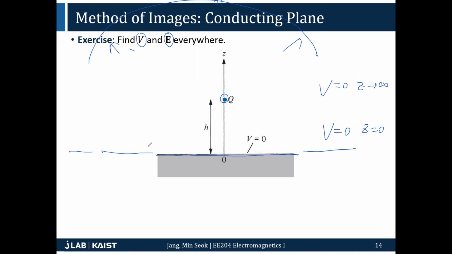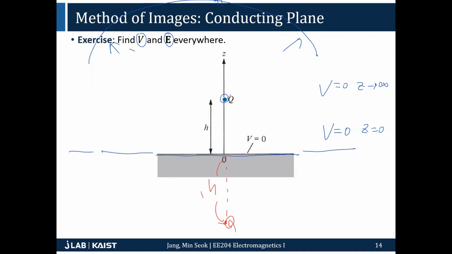So how to solve this problem? The way you solve this problem is just treating the problem as if you have a negative charge with the same amount at a mirror position. Okay. And then just assuming this, look at the problem again.